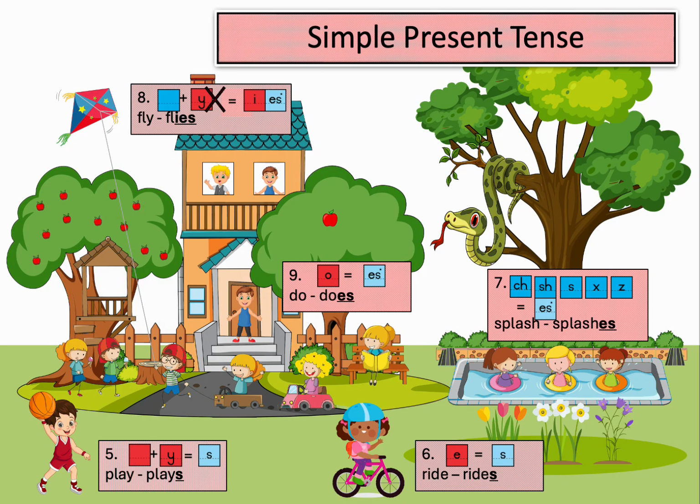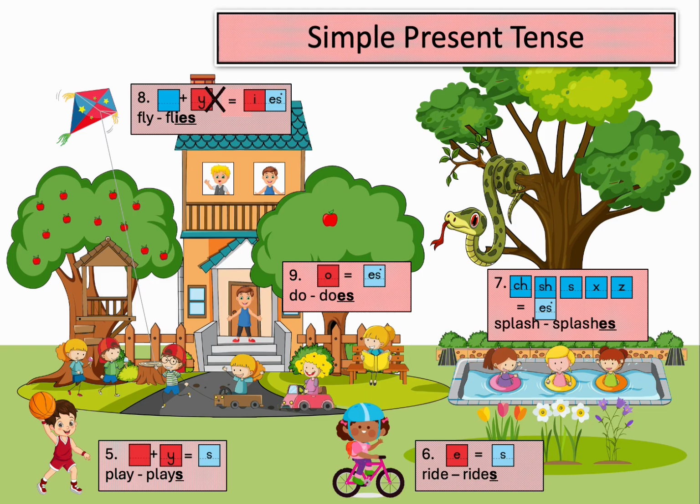Let's recap the 5 rules for spelling. First, play. The boy plays with the ball. If it's a vowel plus Y, you add an S. The girl rides the bike. If a verb ends on an E, you can just add an S.